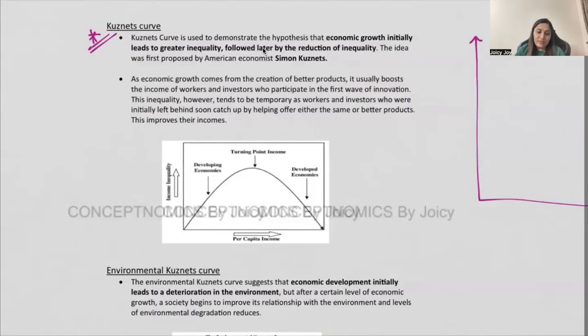The Kuznets curve is used to demonstrate the hypothesis that economic growth initially leads to greater inequality, but later the inequality reduces. And this is proposed by the American economist Simon Kuznets. And with that, this is called the Kuznets curve. Okay. As economic growth comes from creation of better products, it usually boosts the income of workers and investors who participate in the first wave of innovation. This inequality, however, tends to be temporary as workers and investors who were initially left behind soon catch up by helping offer either the same or better products. This improves their income. This is by creating more jobs and all that.